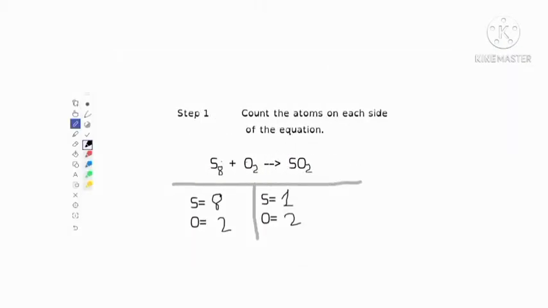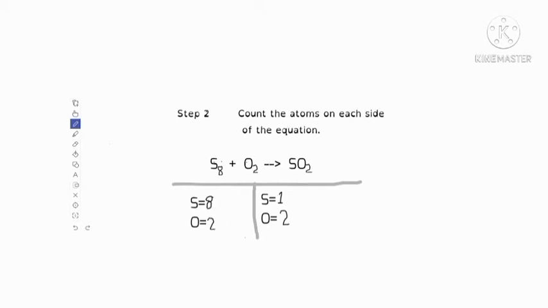So here we have our first step. The first step is to count the atoms on each side of the equation. Here you can see that we have the equation. We have sulfur as 8 and oxygen 2, whereas on the right side we have sulfur 1 and oxygen 2. If there is nothing after an element, like sulfur, we assume it as 1. So we are done with the first step. Let's move to our next step.